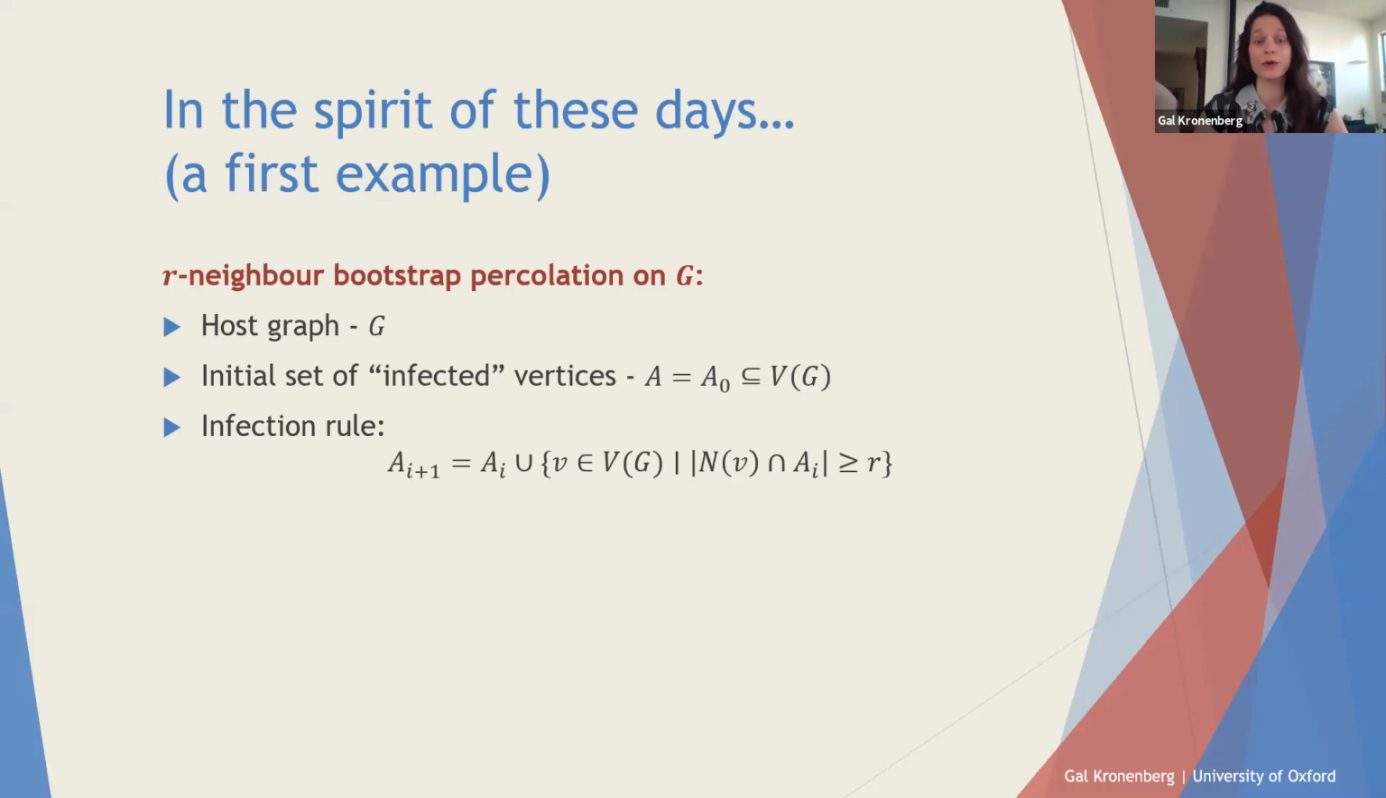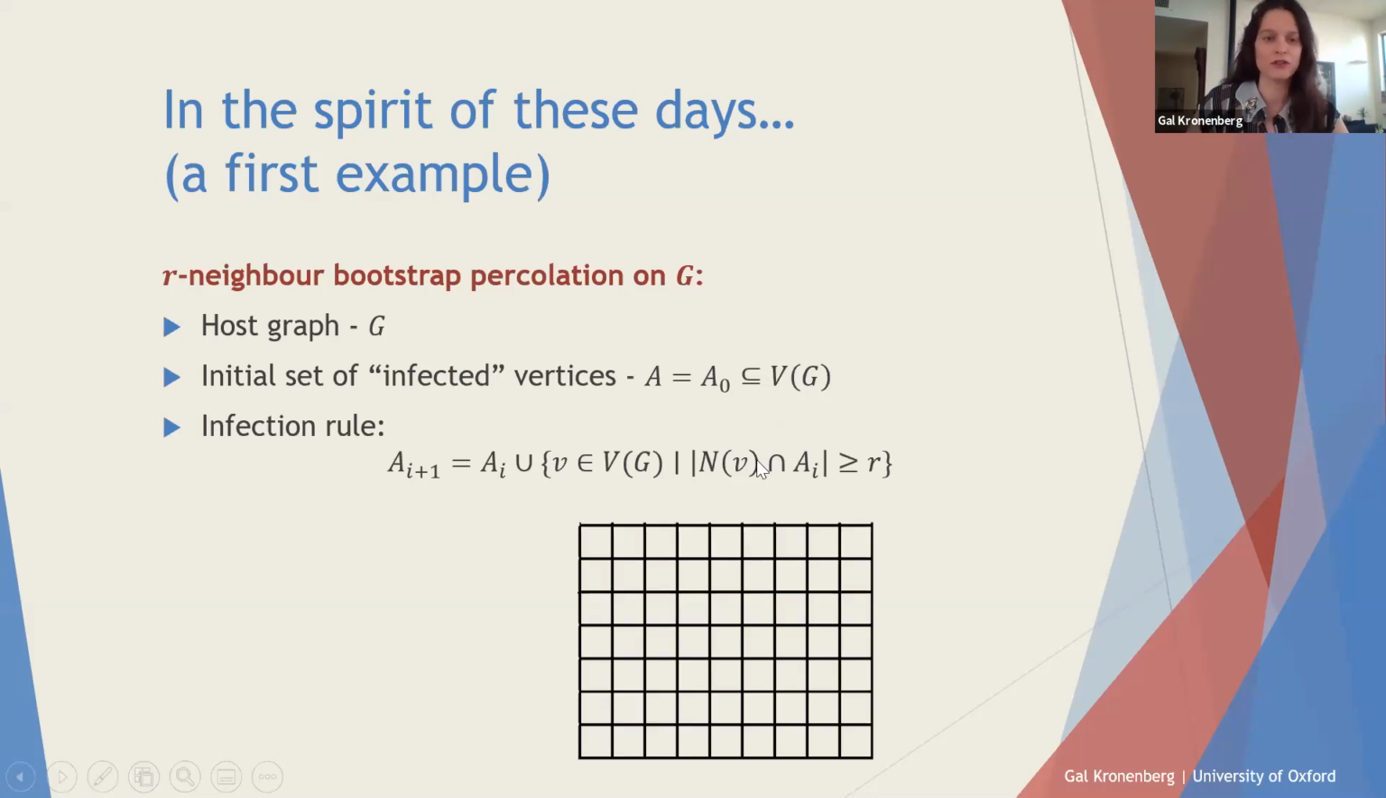So we define the following. We need an infection rule. We need to understand under which circumstances new people or new elements get infected. In this kind of percolation, we define it as follows: if I have r neighbors that are infected, then I get infected. So the new infected set will be all the previously infected vertices together with all the new ones that had at least r neighbors. This is the r-neighbor bootstrap percolation on a graph.